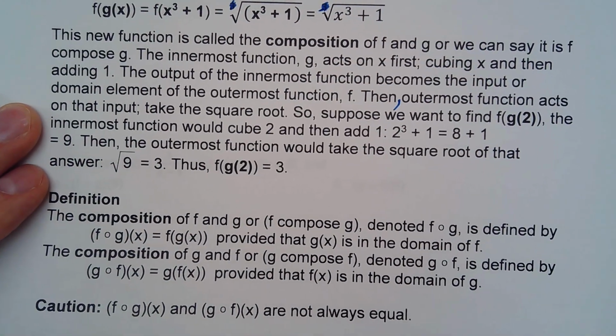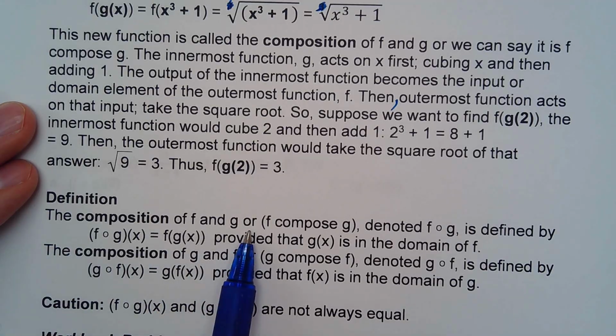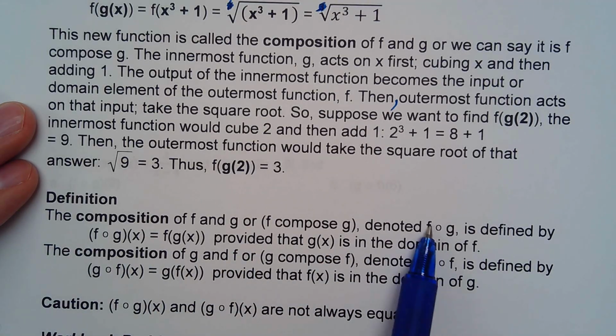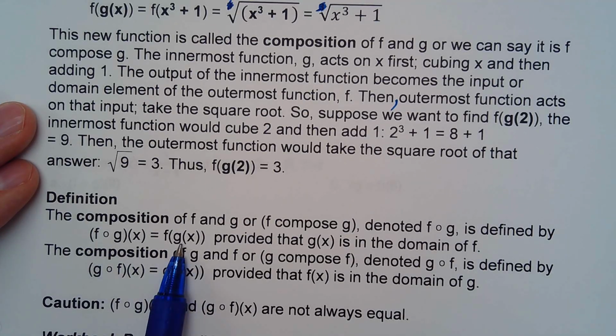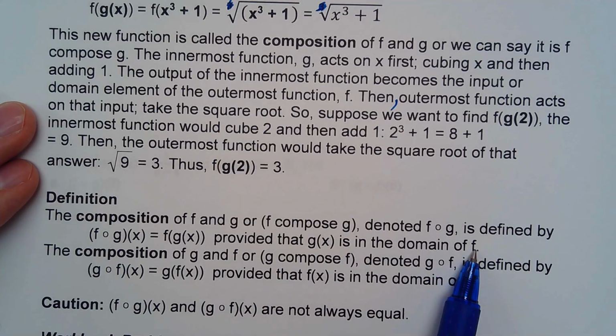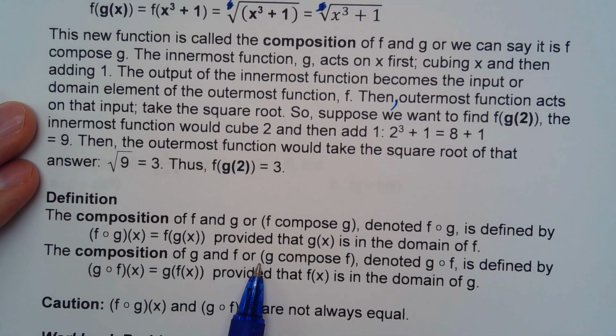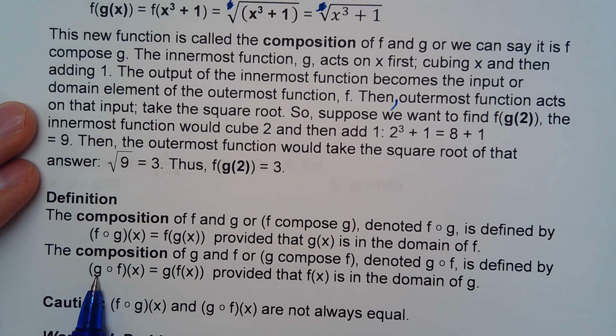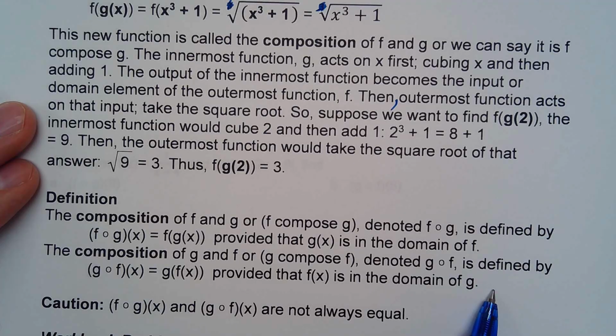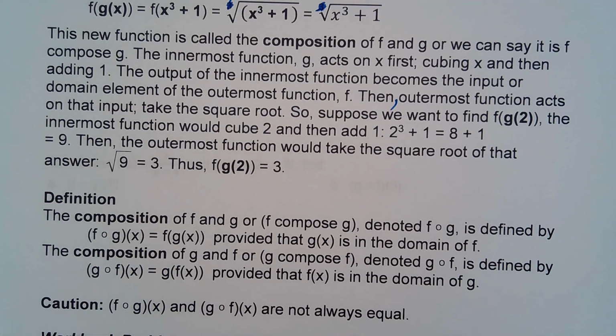So here's more of a formal definition. The composition of f and g, or f composed g, is denoted with a little circle here, so it's not the word fog, it just means composition. It's defined by f composed g of x is f of g of x, provided that g of x is in the domain of f. Similarly, g composed f of x is g of f of x, provided that f of x is in the domain of g. Now, be very careful. If I switch the order when I'm doing composition, they're not always equal.